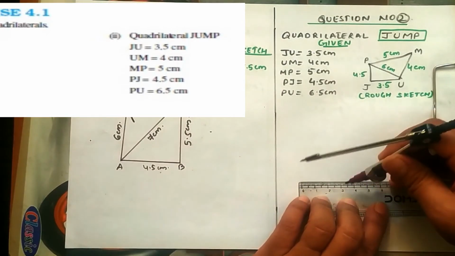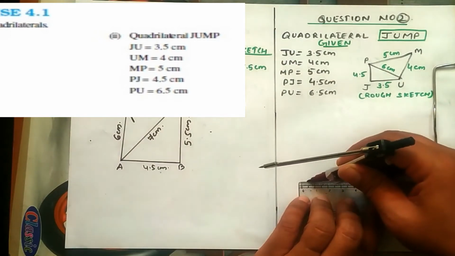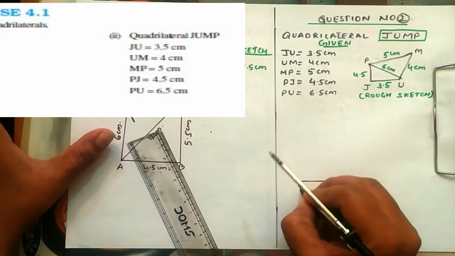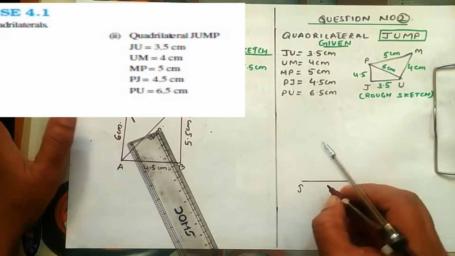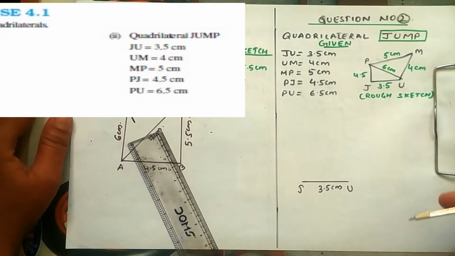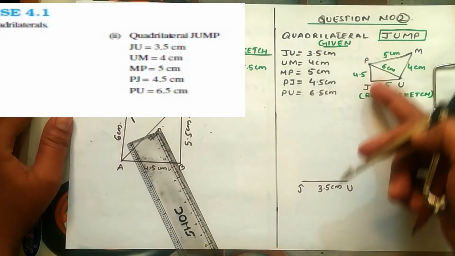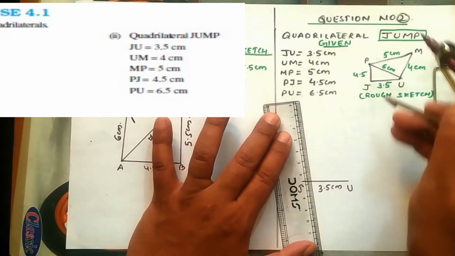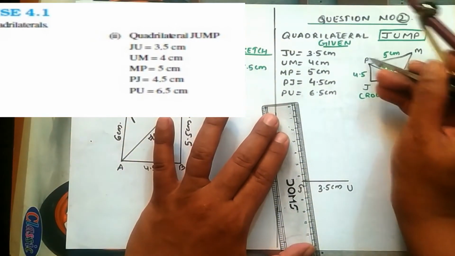I have taken JU as a baseline. You can take any baseline. It will not create any mess for you. So you can take anything. 3.5 centimeter I have taken. My next step is for PU and PJ, because in this way I will get one intersecting point. So the next step will be JP.